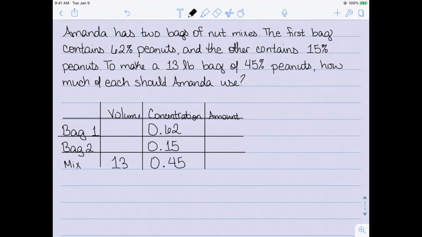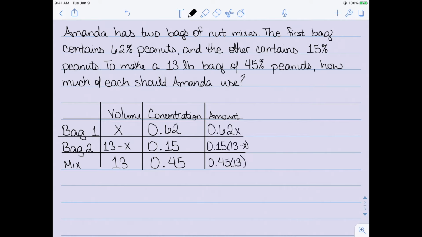So what about the rest of the table? What we're really looking for in this problem is the volume from bag 1 and bag 2 that we should use. So let's call that X. Since we need a total of 13 pounds, bag 2 would then be 13 minus X, the remainder to get us to 13 pounds. We also said previously that multiplying the volume by the concentration gives us the amount, so we can multiply across to get our amount values.